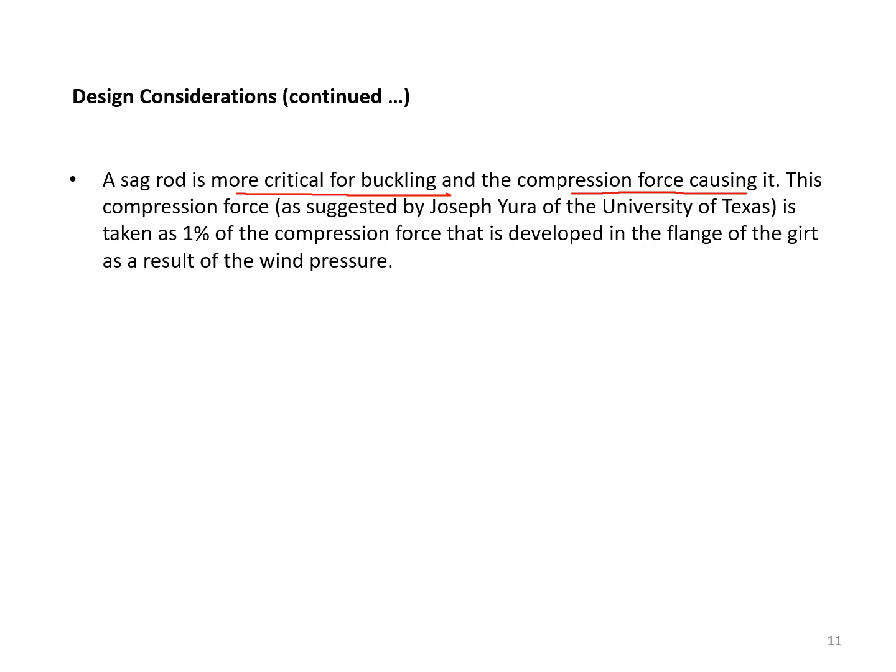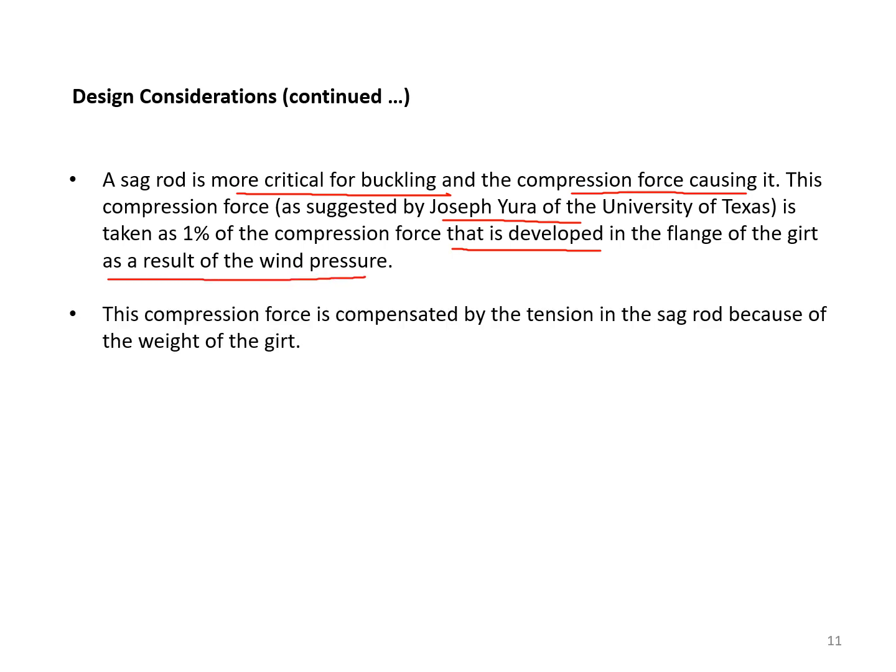Well, because of the potential for lateral buckling of the Girt, there may be compression forces developed in the sag rods as well. According to Professor Joseph Ura of the University of Texas, the compression force is about 1% of the compression force that is developed in the flange of the Girt as a result of the wind pressure. We're going to look at this a little bit later. This compression force is compensated by the tension in the sag rods because of the weight, as we discussed before.